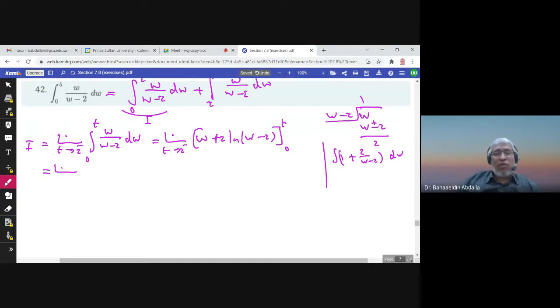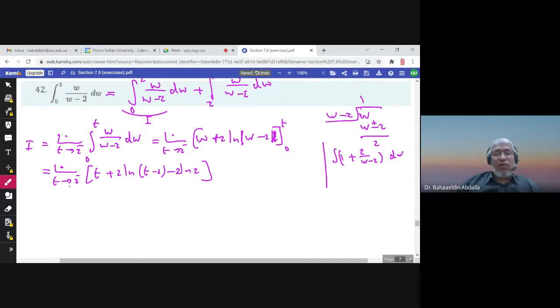And now this would be, replacing w with t, minus, if I put w as 0 here, it would be 0. Of course, this is absolute value. And if I put here 0, it would be ln 2. So plus, there is a minus, of course, minus 2 ln 2 if I put w as 0.